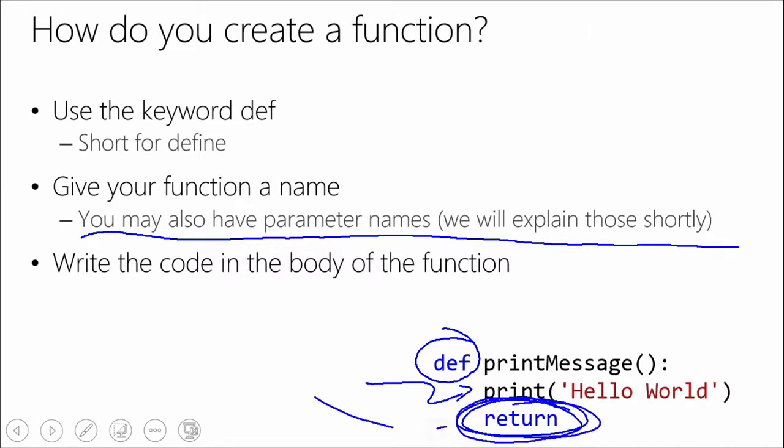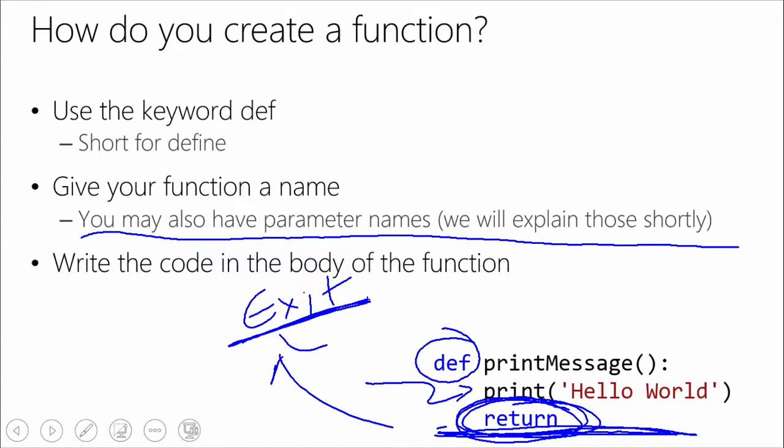Now, what return is going to mean for right now is it's simply going to mean exit. It's going to denote the end of the function. Return can mean something else, which we'll talk about in a little while, but for right now, keeping things simple, it's just going to be exit. Awesome.